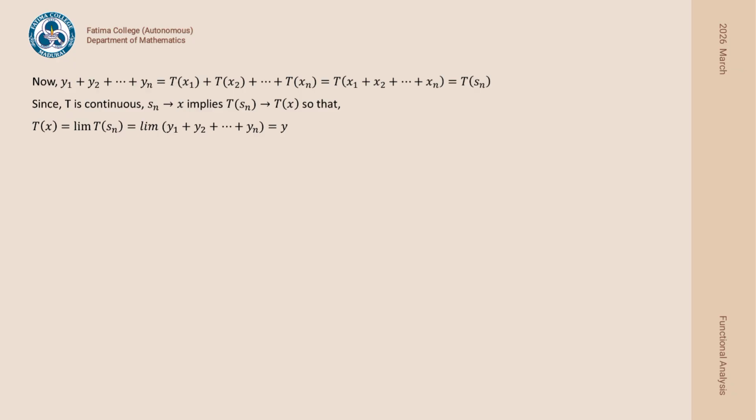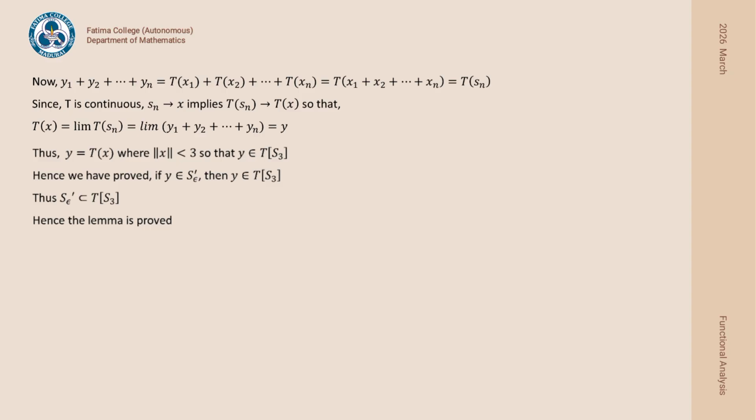Now let us consider y1 plus y2 plus and so on yn. By definition, we have T of x1 plus T of x2 plus and so on T of xn. As T is linear, this can be written as T of x1 plus x2 plus and so on plus xn, which is equal to T of Sn, as Sn is equal to x1 to xn. Since T is continuous and as Sn converges to x, this implies T of Sn converges to T of x. Therefore, we have T of x is equal to limit T of Sn, which is equal to limit y1 plus y2 plus and so on plus yn, which is equal to y.